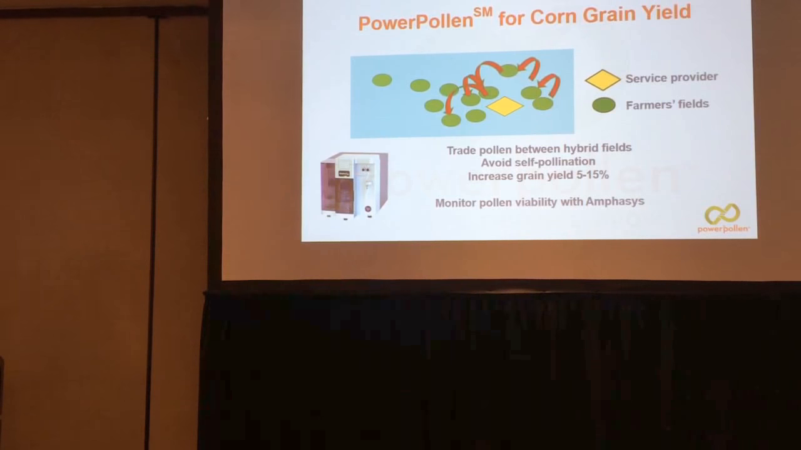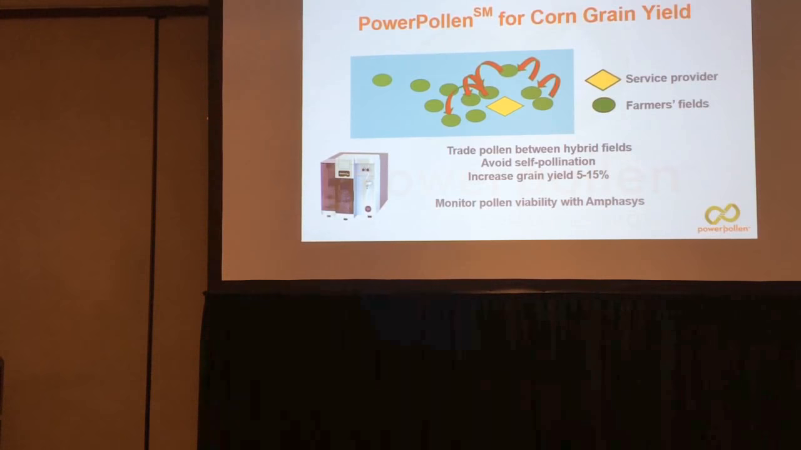Trade pollen between fields, avoid self-pollination, increase grain yields 5 to 15%. We're showing numbers without very good sources of pollen. We don't have elite genetics for our pollen, but we're showing increases in the 5 to 10% range, and we're confident we could get well beyond that if we select for better pollinators. And again, all along the way, you would have to monitor your pollen viability with Amphasys. Okay? Now, if you combine this with male sterility, you could get another yield bump.